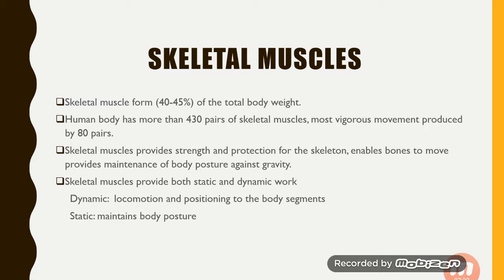These types of muscles provide strength and protection for the skeleton, enable the bones to move, and provide the maintenance of the body posture against gravity. The skeletal muscles provide both static and dynamic work. Dynamic is when the locomotion and positioning of the body segments is being done, and the static work of the skeletal muscles is to maintain the body's posture.